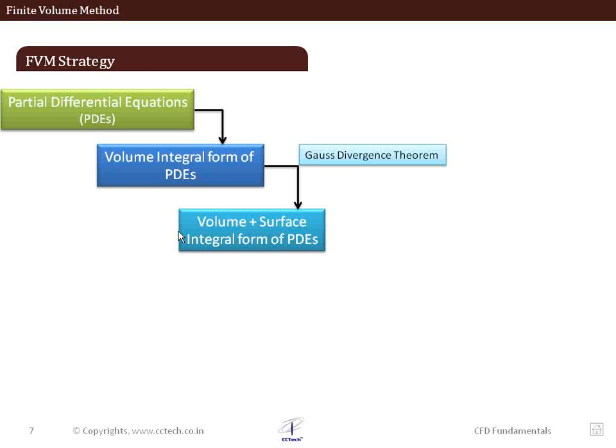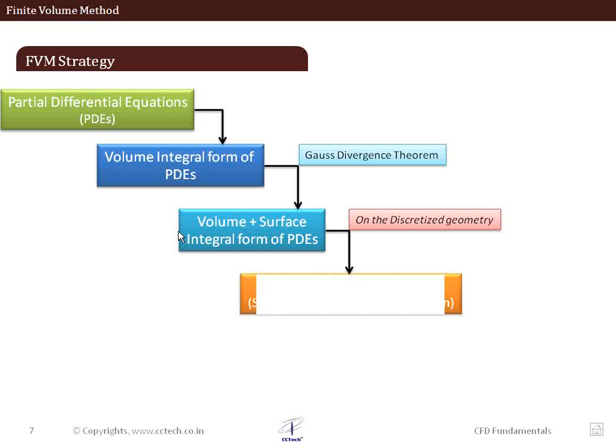That's because the first term on the left hand side, which is our transient term, and the last term on the right hand side, which is the source term, still exist in the volume integral, although the diffusion and the convection term, or the advection term, have been converted into surface integrals. Further, we apply this on the discretized geometry.